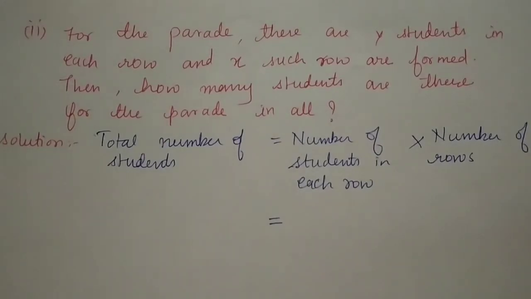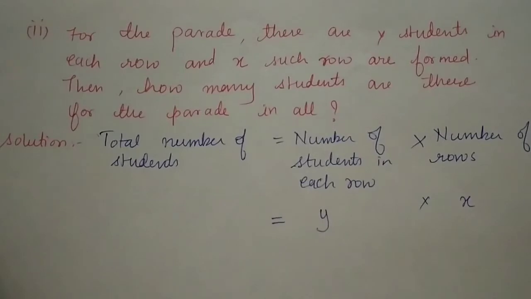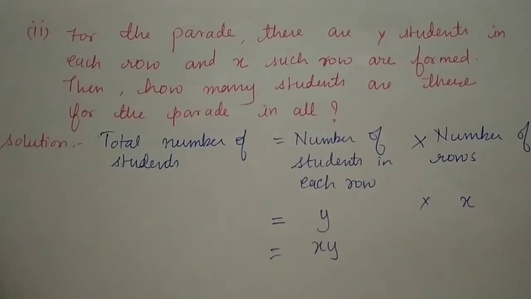So total number of students will be what? Number of students in each row multiplied by number of rows, right? So here the total number of students is going to be, number of students is how many? y, into number of rows is x. So let me write that, y into x. Okay, now that will give me the answer as xy. We always write it in alphabetical order.